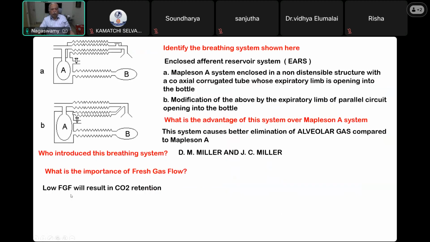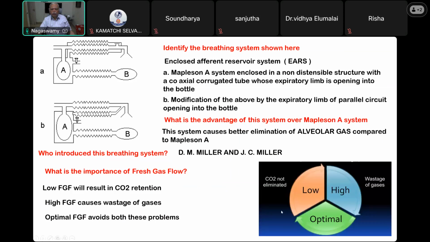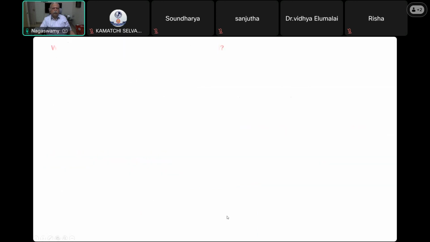And what is the importance of fresh gas flow? Low fresh gas flow will result in carbon dioxide retention. If you keep a high fresh gas flow, what will happen? It will be wasted and it will cause pollution. Optimal fresh gas flow will prevent both problems. With low fresh gas flow, carbon dioxide is not properly eliminated. With high gas flow, there is wastage of gases. So you should have an optimal gas flow.